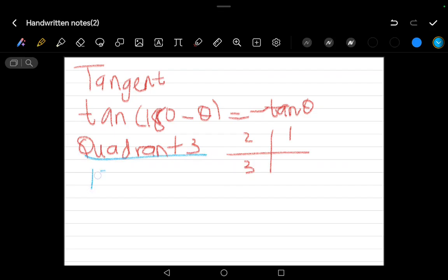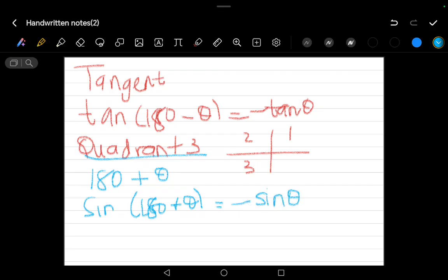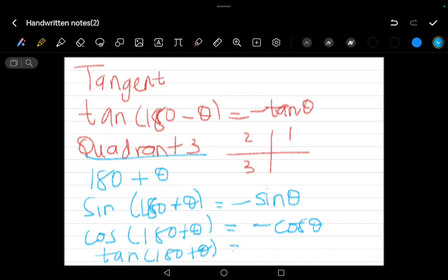Quadrant number 3. So it's going to be 180 plus theta. This is our reference angle. So sine 180 plus theta. Remember, on the third quadrant, it's only tan which is positive. So it's going to be a negative sine theta. And then cos 180 plus theta is going to be a negative cos theta. And then tan, that's where it is going to be positive, because we said on the third quadrant, tan is the only one positive. The others are negative.